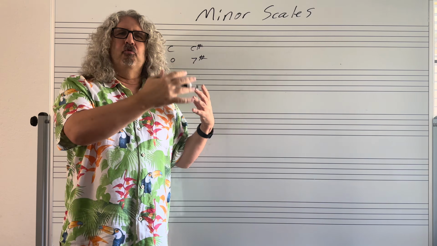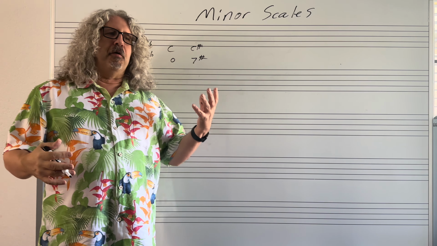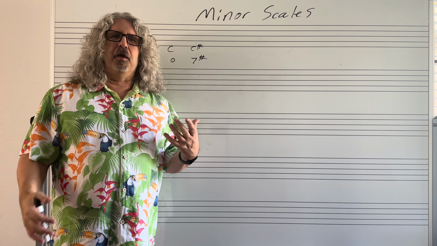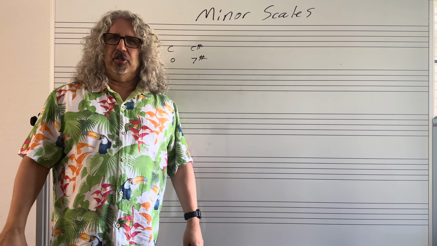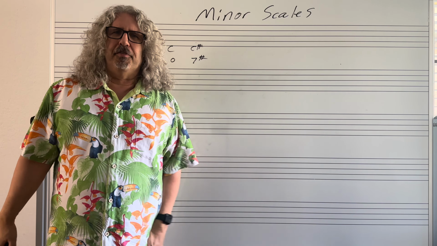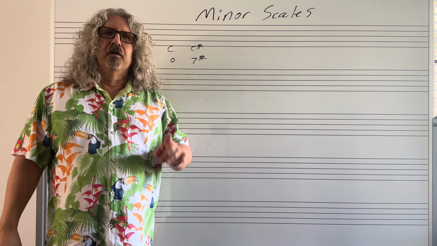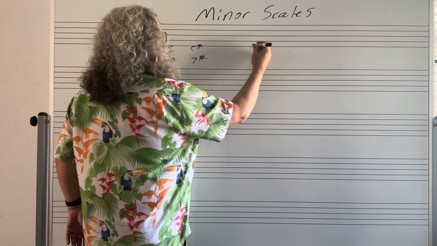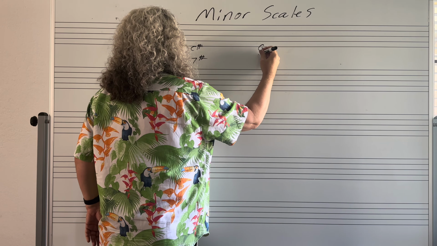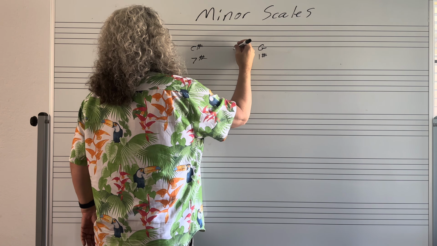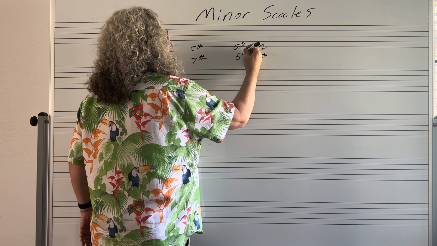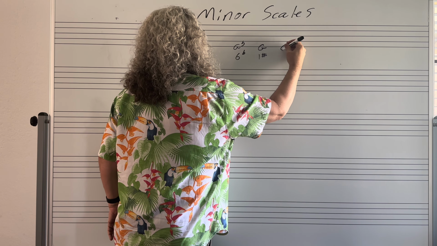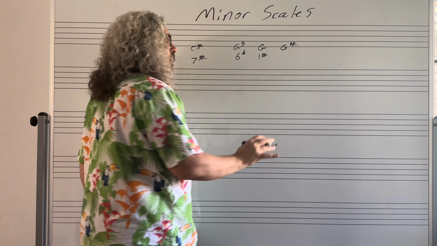By using that rule I just gave you, if the minor has 5 sharps, it means the major has to have 8 sharps. Well, there is no major key with 8 sharps, so what are you going to do? Well, now think about this. Using the same logic, G has 1 sharp. G flat has 6 flats. What about G sharp?